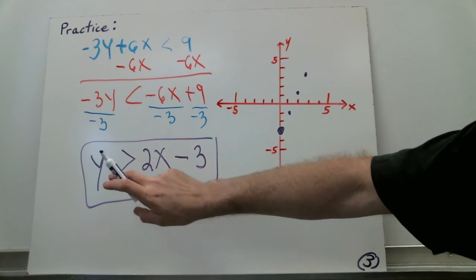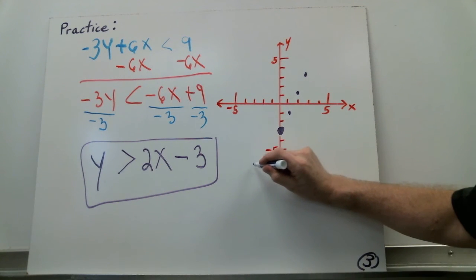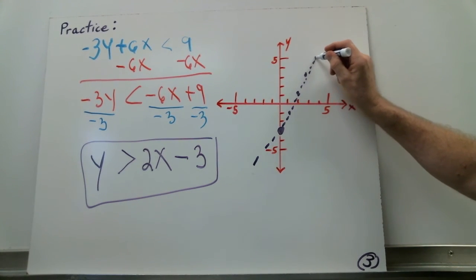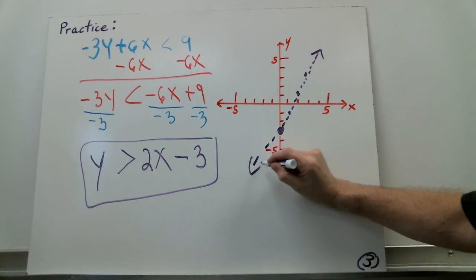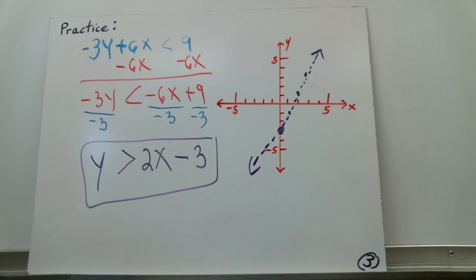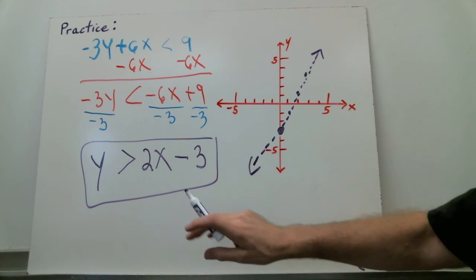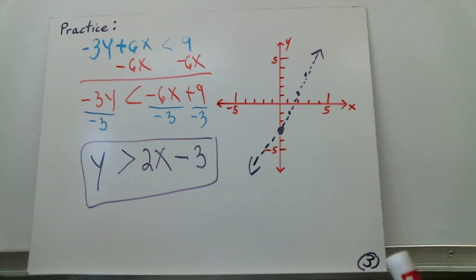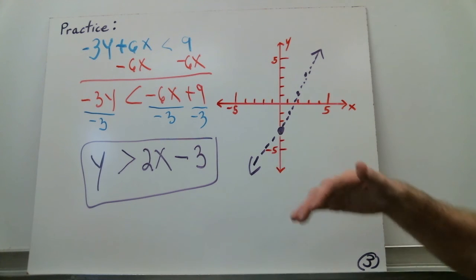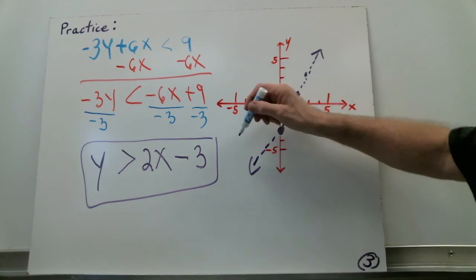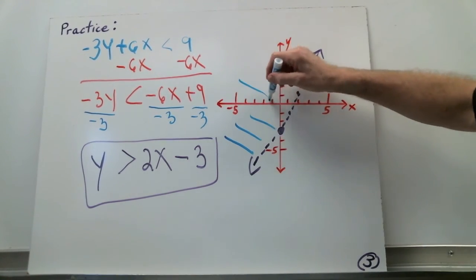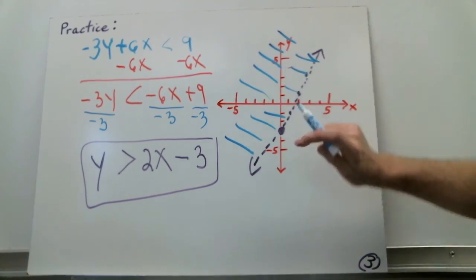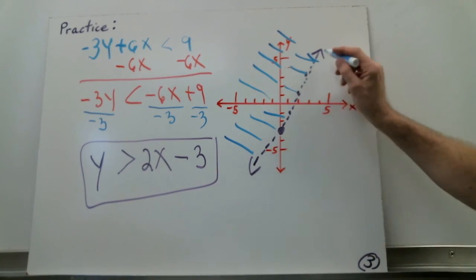We look to see, are we putting a solid line or a dotted line? We are going to put a dotted line because it does not include the numbers on our line as part of the solution set for this inequality. And the last thing it says is, are we greater than or less than? Because if it's greater than, we're going to shade in above. And if it's less than, we're going to shade below. It is greater than, so we are going to shade in above. And all of our answers that satisfy this inequality will be above this dotted line.